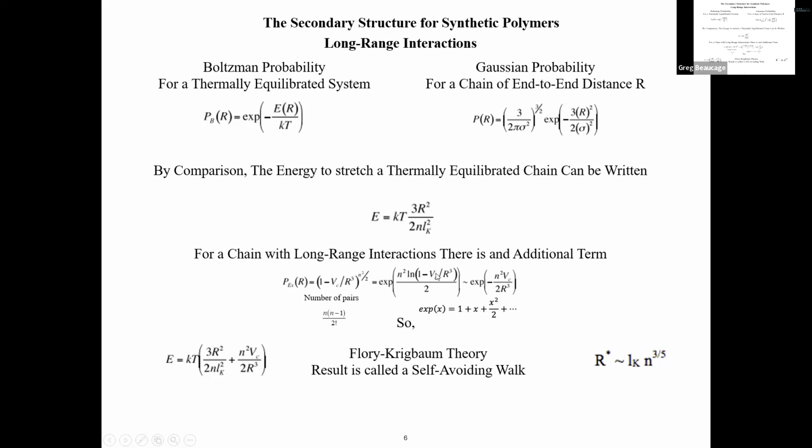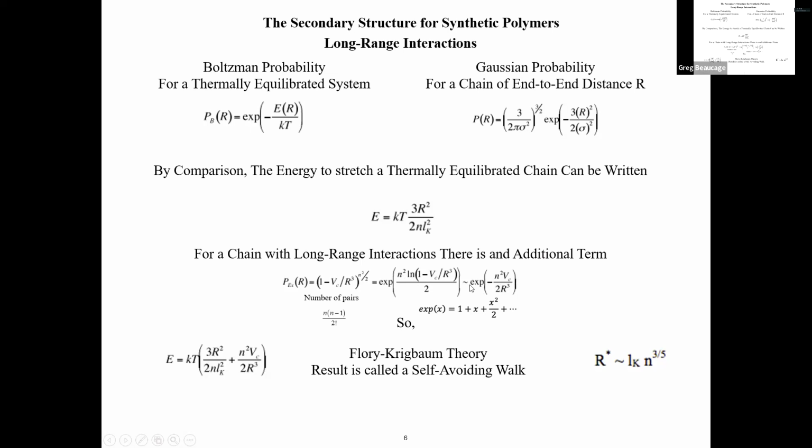And x here is VC over R cubed, so it's small. So it means 1 minus x is like exponential minus x, right? So basically, if you take a log of that side, log of that is basically that argument. So you get n squared VC over R cubed divided by 2. That's the probability of exclusion. And it's of the same form exactly as this energy.